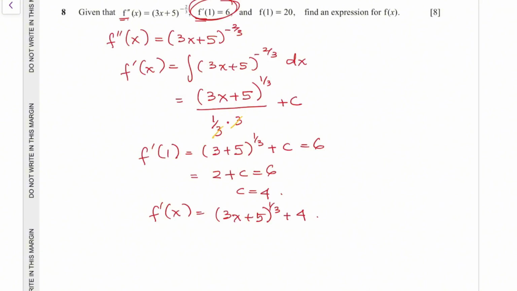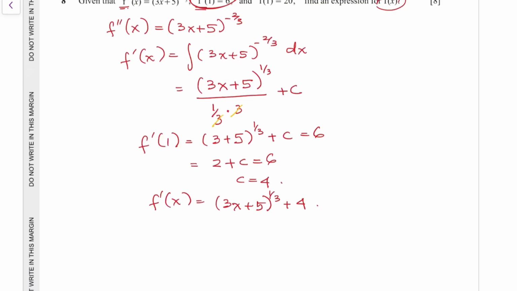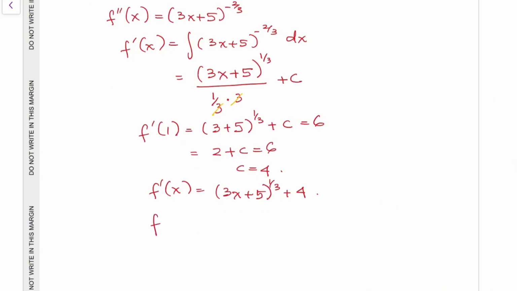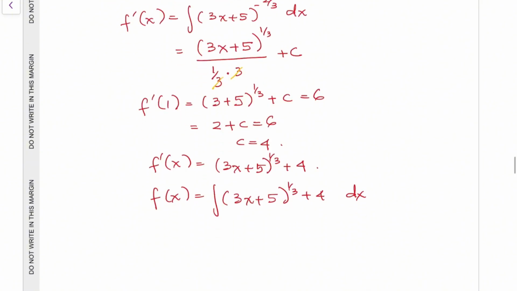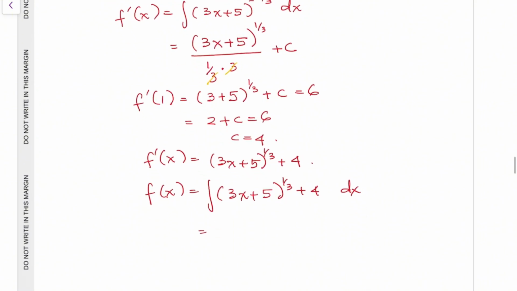Okay, now how do you get to f x? That is what the question is asking you. All right. Again, you are going to do integration. In order for you to find f x, you just need to integrate (3x + 5) to the power of 1 over 3 plus 4 with respect to x. What happens when you integrate this? Remember, the power will be added by 1, and then you're going to divide with the power. You're also going to divide with the derivative of whatever is in the bracket.